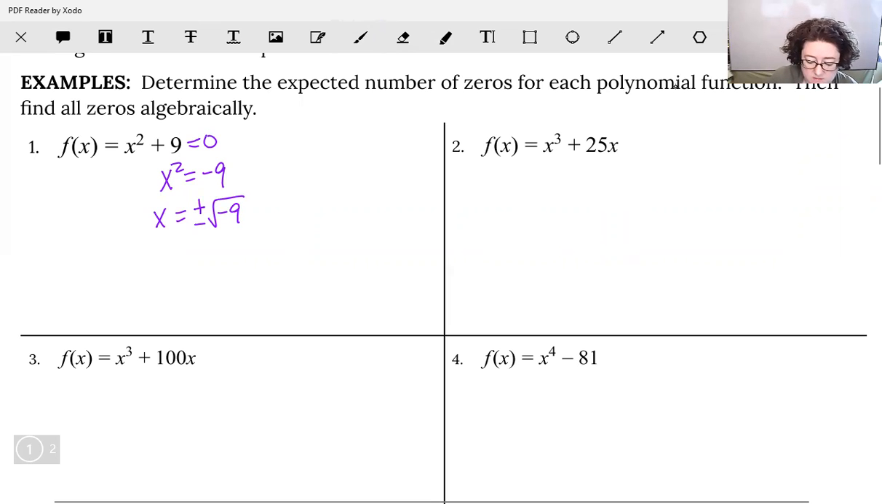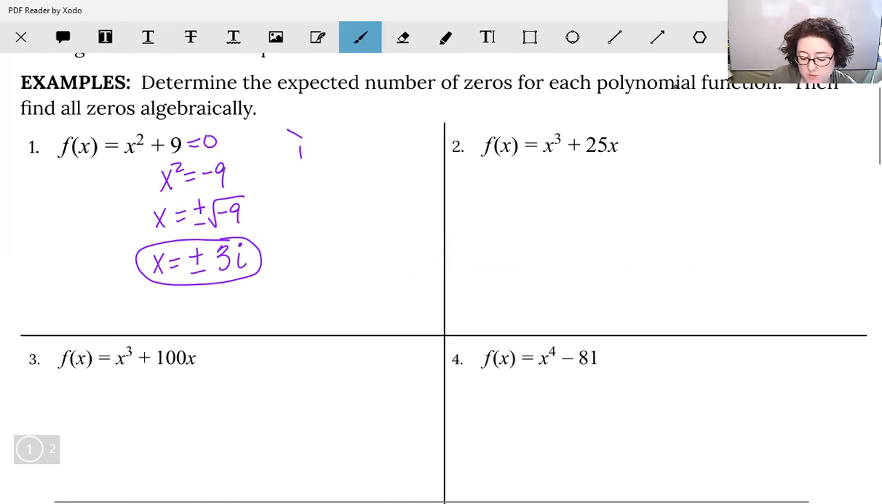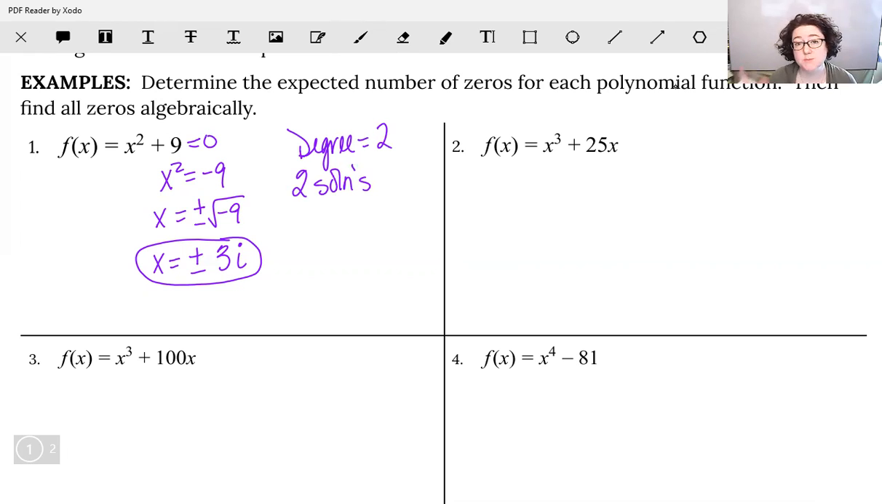Square root of -1 is going to yield an i, but square root of 9 would be a 3. And again, I typically write the coefficient in front of the variable. And so that would come out as positive or negative 3i. Now let's compare that back to our equation. Our highest exponent was 2, so we have a degree of 2, and so we should have 2 solutions. And that's in fact what we got when we have that plus or minus. That accounts for our 2 solutions, a positive 3i and a negative 3i.